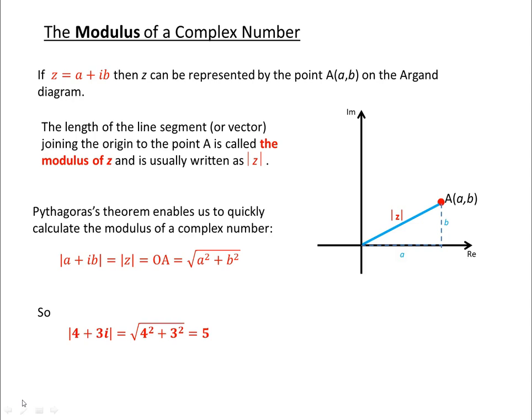So the modulus of 4 plus 3i is the square root of 4 squared plus 3 squared, which is 5. And the modulus of minus 5 plus i is the same thing as the modulus of minus 5 plus 1i. So that is the square root of minus 5 squared plus 1 squared, which gives us root 26.